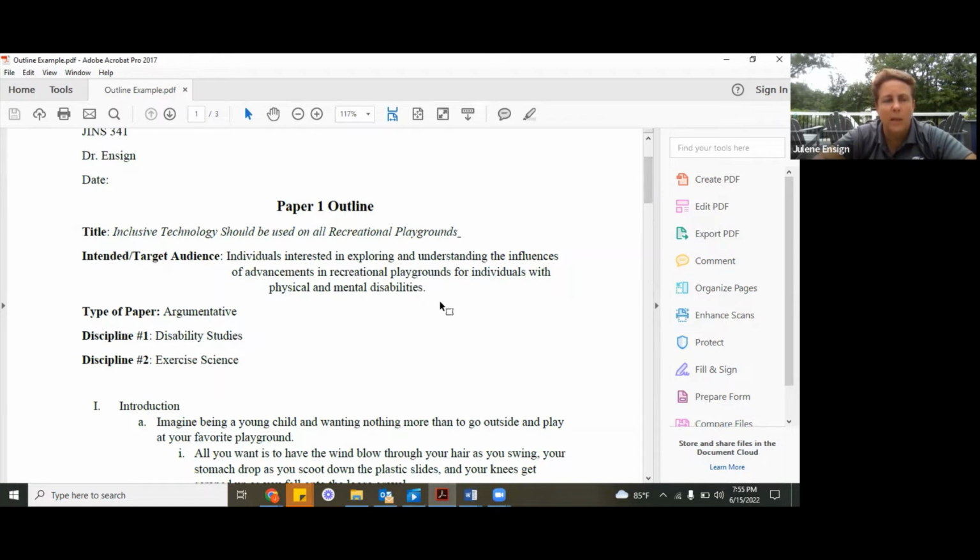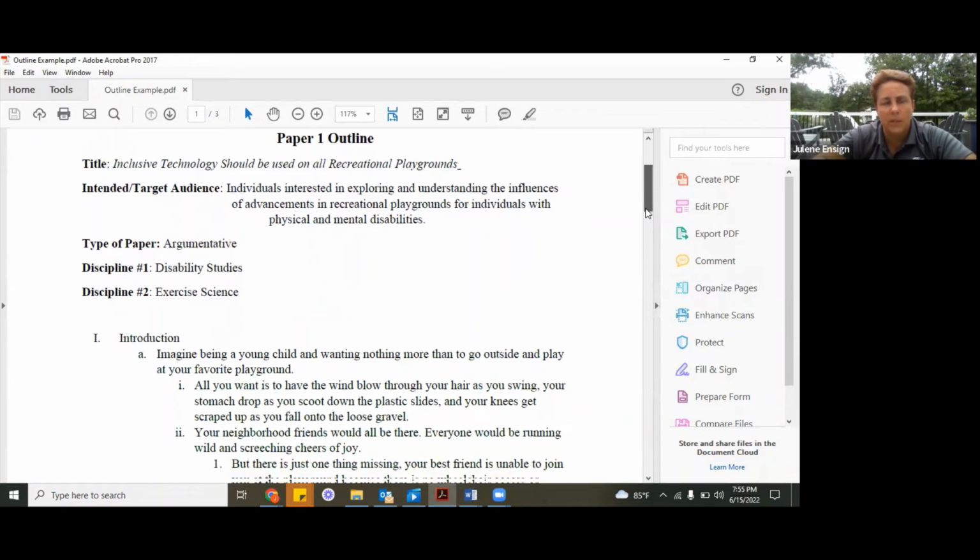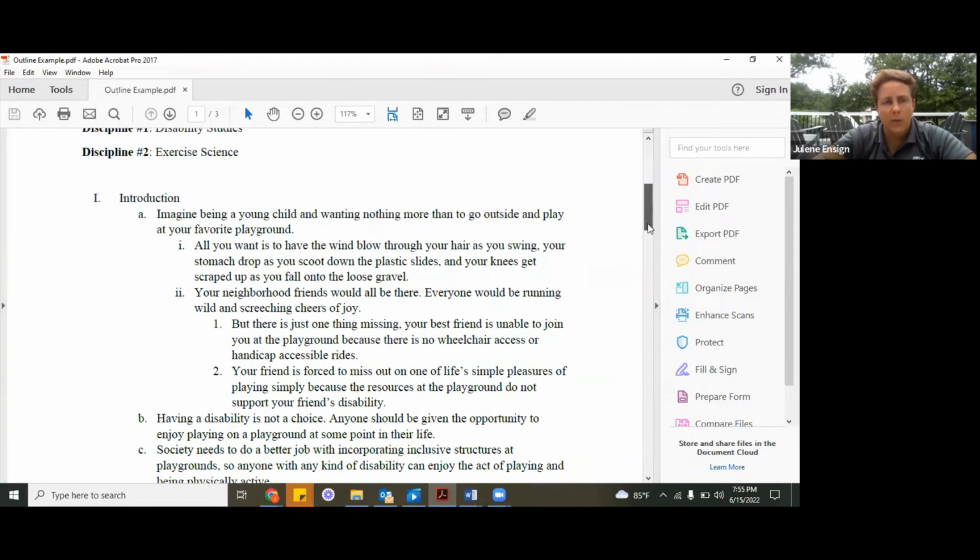You can see here we have the intended target audience. It's an argumentative paper. The two disciplines that were used were disability studies and exercise science. Here's the information on the intro.